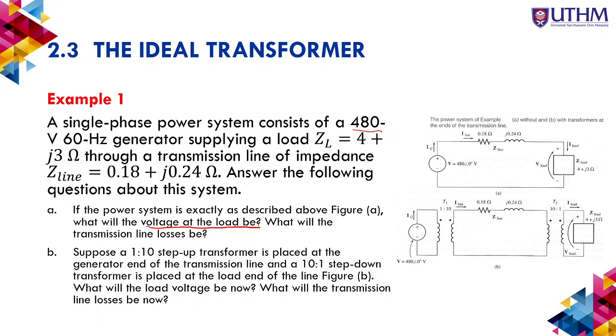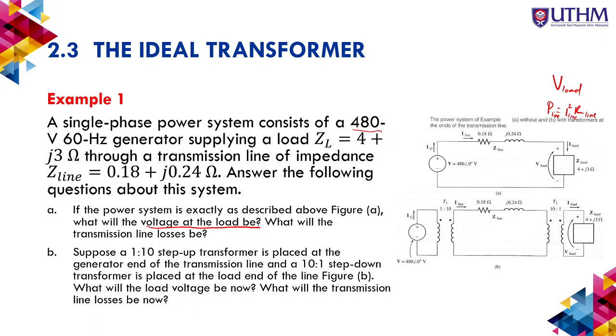First of all, they want to find the V load. And the second one is the losses. Losses is equal to P equals I square R, so the line losses. Of course this will be I line and R line.